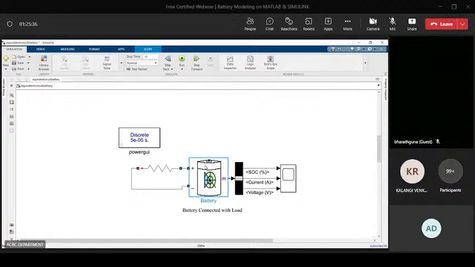I have put it here initially at 50%, and I assume that this model is initially at SOC of 50%. After that I have connected my load and set the value, and then I can see that it starts decreasing. I ran this model for 10 seconds, and we can see it went from 50 to 49, decreased. So this shows that the battery is discharging.